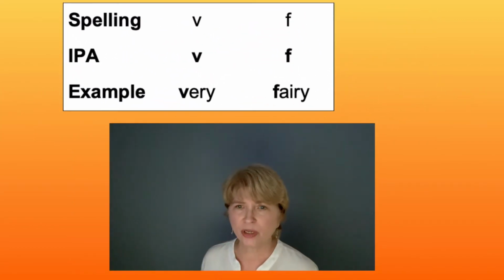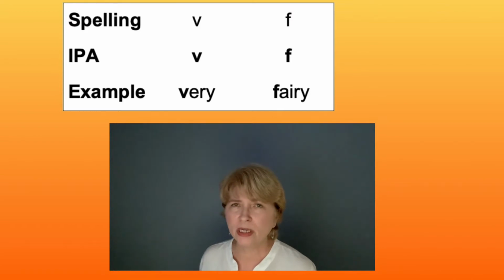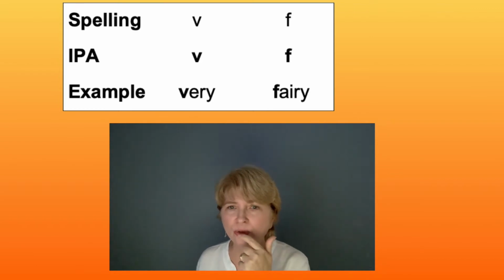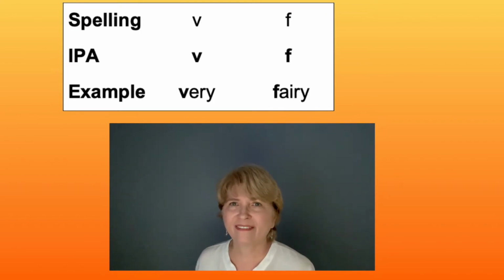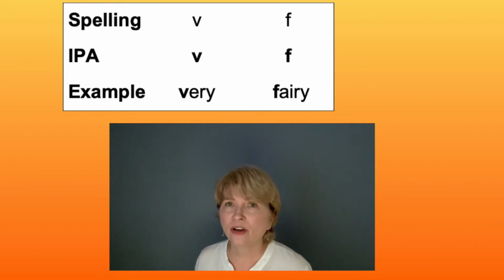The next one is tricky for some. For a V and F, you have to put your lower lip onto the bottom of your top teeth, like this. Some languages have an F sound, but not a V. If you can make the F sound, f, f, you can make a V. V. It's the same sound, except the V is voiced and the F isn't. Try it with me.